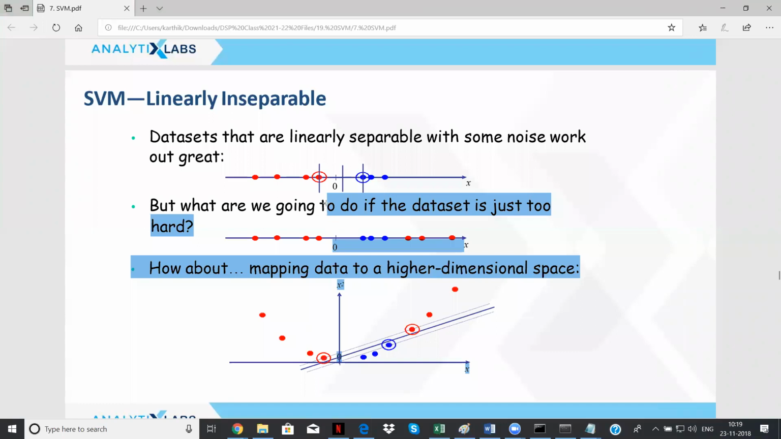So if I'm coming up with a line over here, the problem is there is a lot of misclassification happening, right? On the left side of the line, no doubt I have red, but on the right hand side of the line, I have 3 data points which are getting misclassified. So that's not solving my purpose.